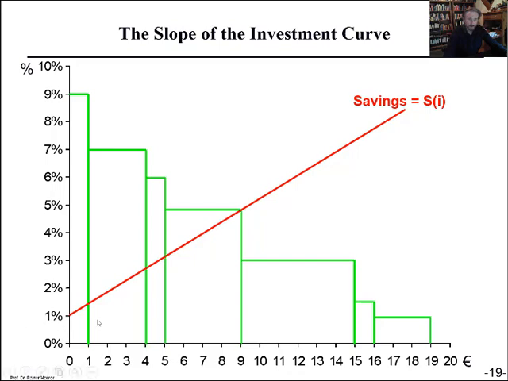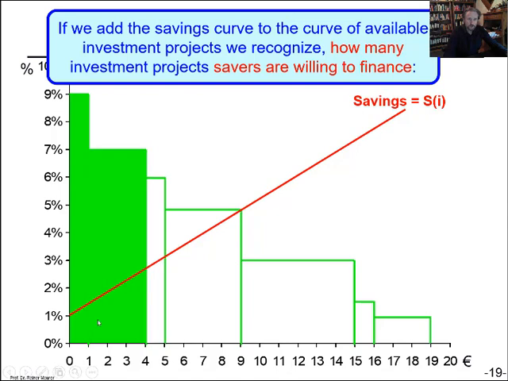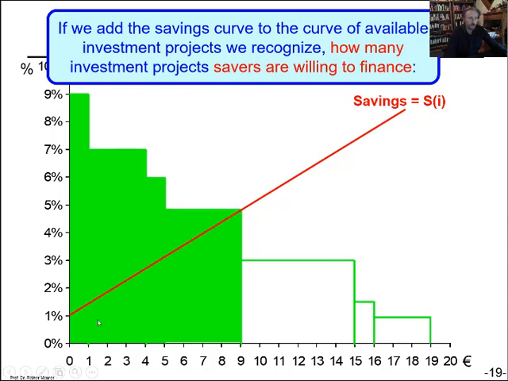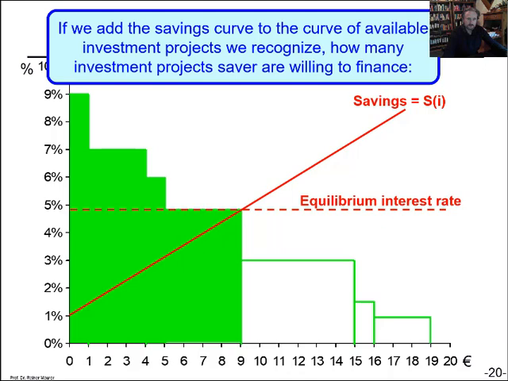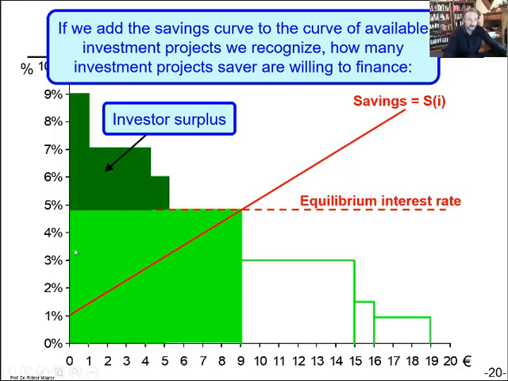Consequently, the first 4 investment projects will be realized. Hence, the equilibrium interest rate will be on this level here, a little bit below 5%. Since some investment projects have a higher return than 5%, investors will have a surplus from their investments equal to this dark green area.